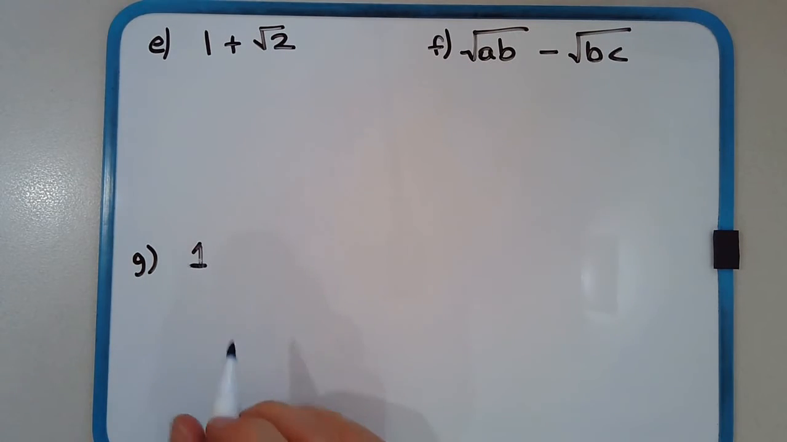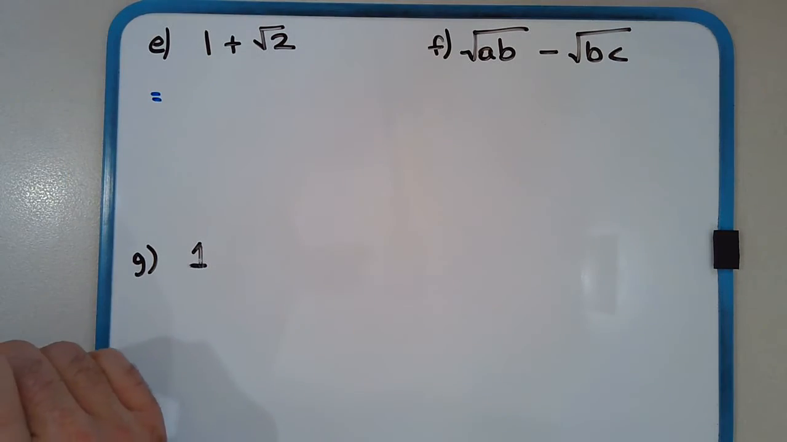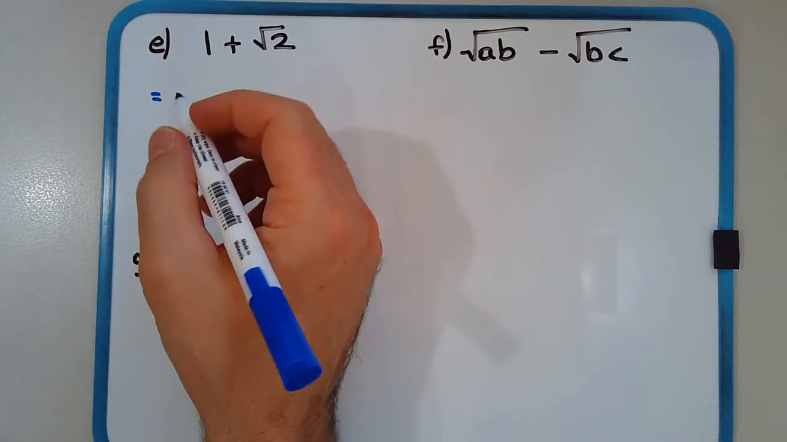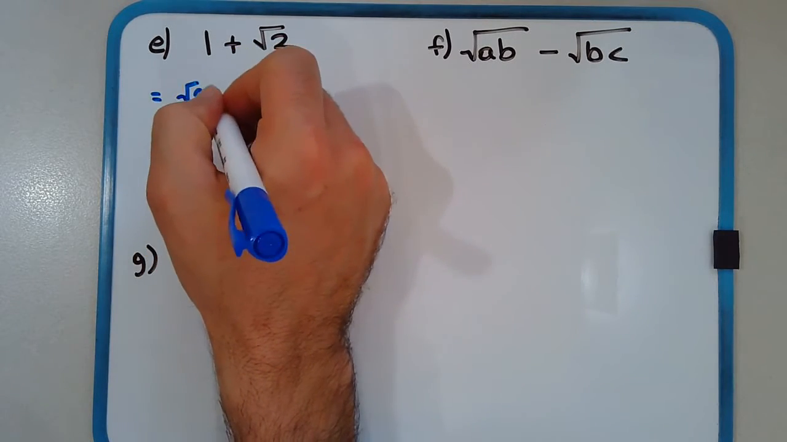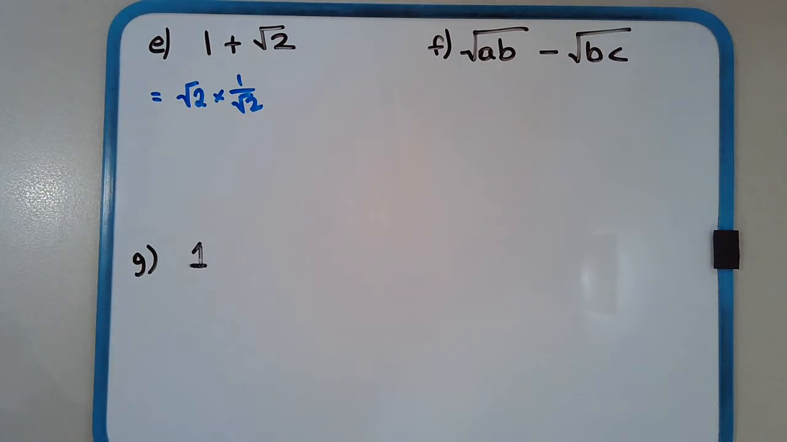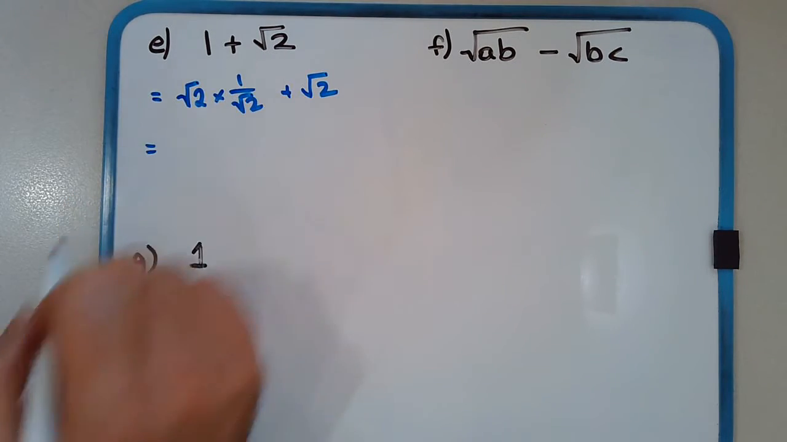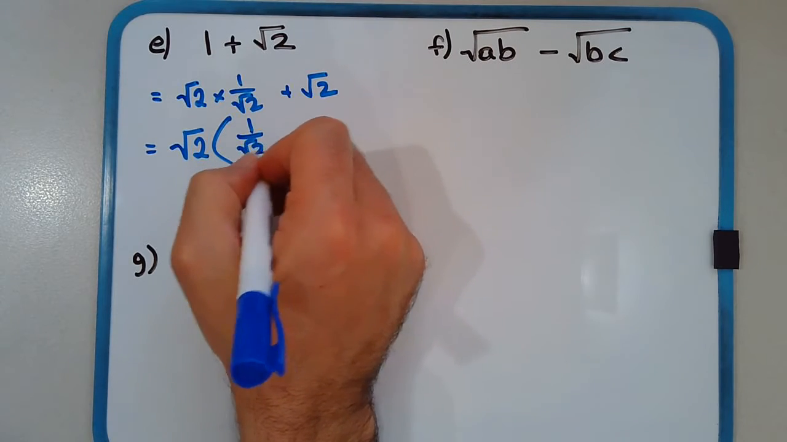What about 1 plus root 2? Could we factorise that? It says take out an appropriate factor, so there could be more than one answer to this, in fact. But maybe what we could do is express 1 as square root of 2 times 1 over the square root of 2. So a surd times its reciprocal will give you 1 plus square root of 2. If we take out the square root of 2 then as a common factor, what would we have? We would have 1 over root 2 plus 1.